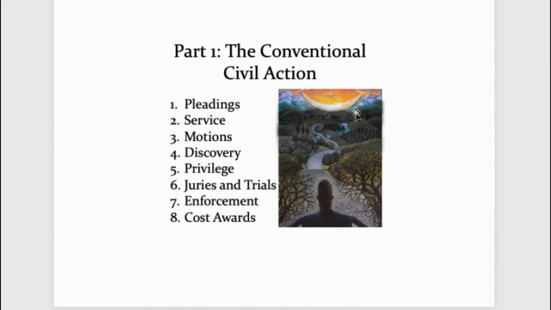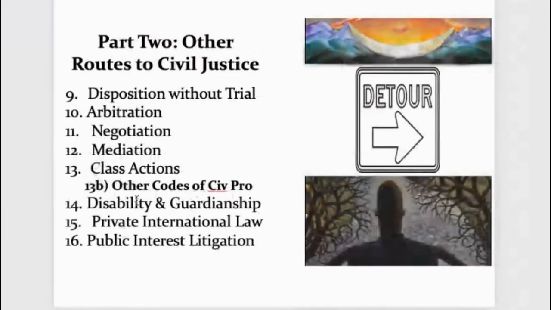Lawyers have a duty of commitment to the client's cause, and that assumes the client is in a position to make those important decisions for themselves with the lawyer's advice. So what happens when all those assumptions fail, right? What happens when the party is not in a position to make those decisions? What happens is that we need another alternative route to justice, and that alternative route to justice is disability and guardianship law.